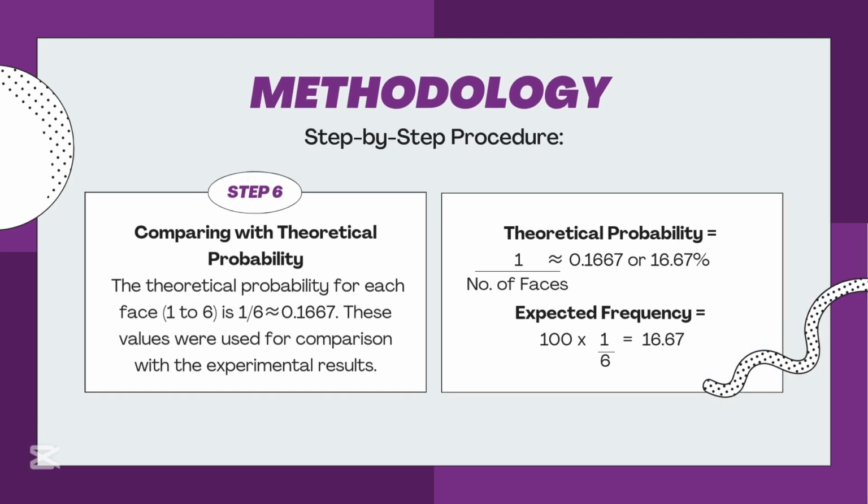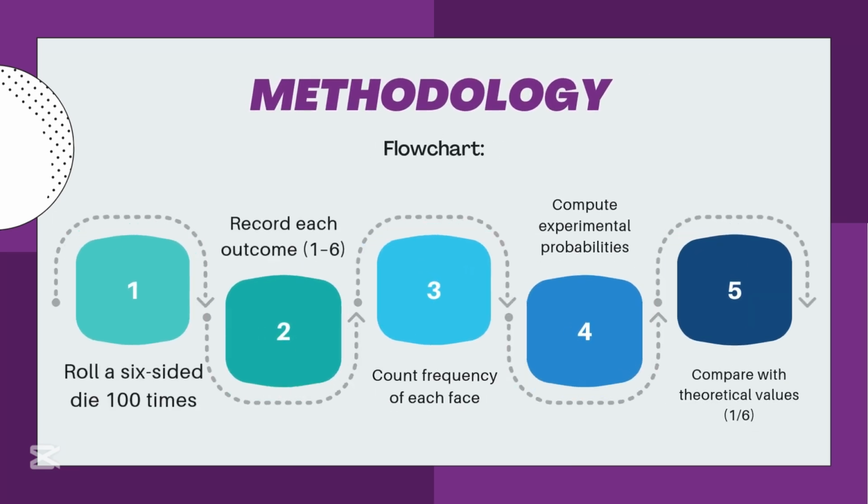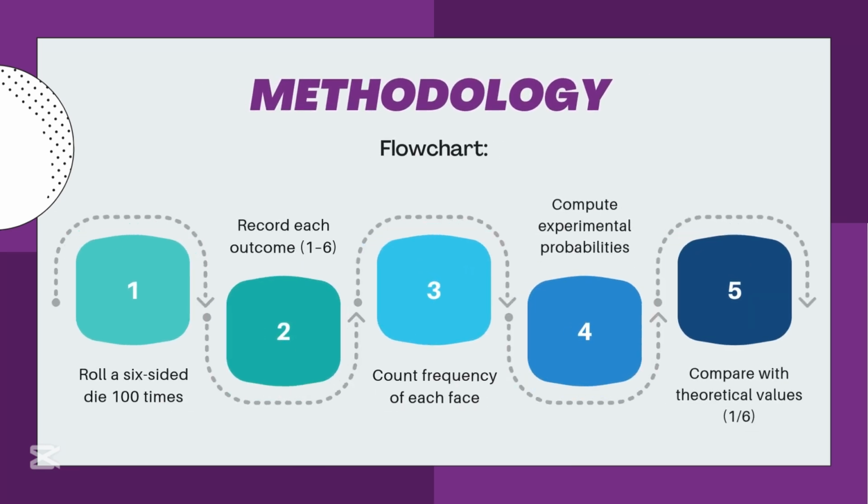And lastly is to compare with theoretical probability. The experimental probabilities were compared to the theoretical probability of each face, which is 1 out of 6, or approximately 0.1667. Since a die has 6 sides and each side is equally likely to appear, this theoretical value is what to expect in an ideal case. The comparison helped identify how close the experiment came to the expected results and whether the outcomes were balanced or not. And here is the flowchart for the methodology.